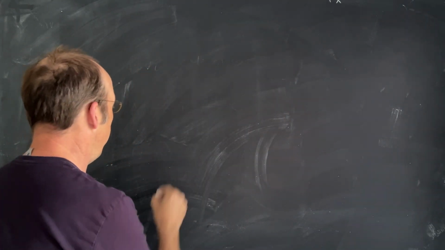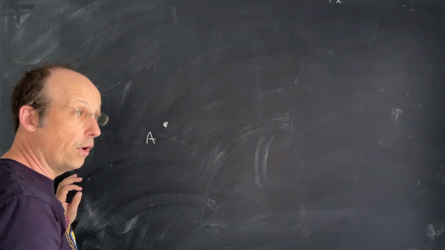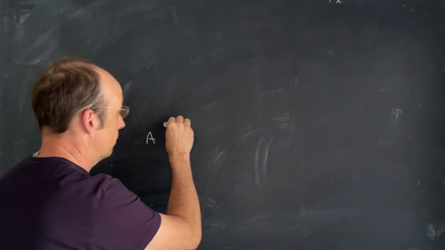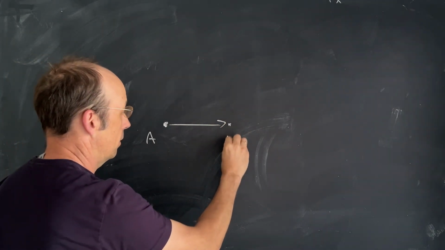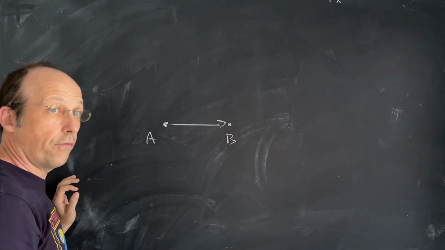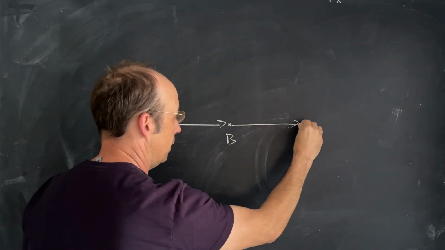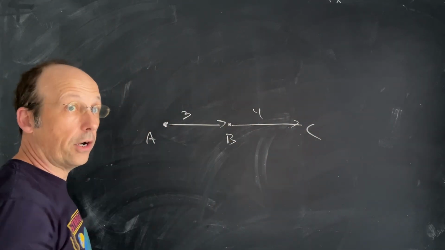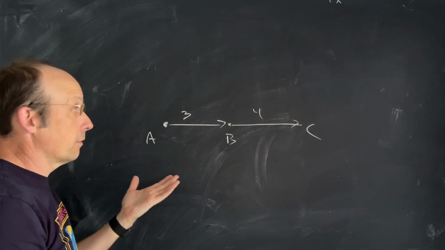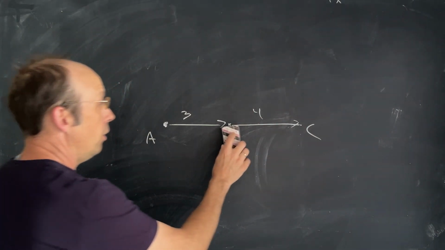So imagine that I have point A right here. That's where you start. And now I'm going to move 3 meters. Right there. That's point B. And then I'm going to move 4 meters. That's point C. So this is 3, and that's 4, and that's C. So how far away are you? Well, you're 7, right? It's pretty easy. Okay. Now, I could also do this.